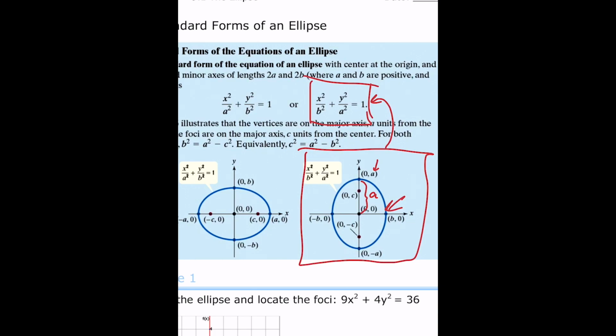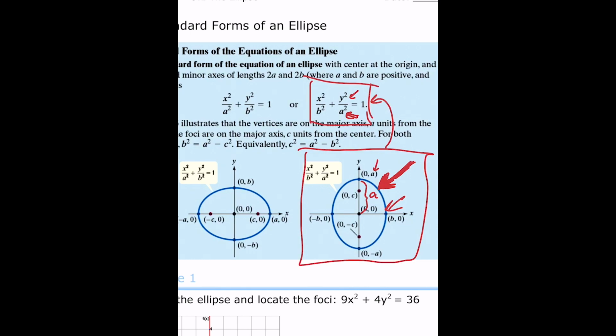And how do I know that? Because this vertical distance a that goes from the center up to the vertex, this distance right here, is in the vertical direction. That distance a is in the vertical direction. And look at this value a up here in this little box. That denominator of a is under the y variable.